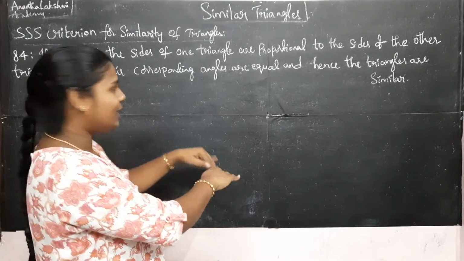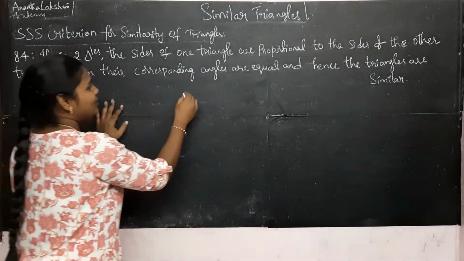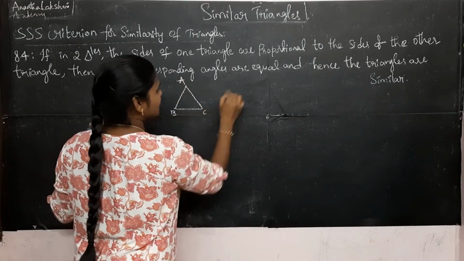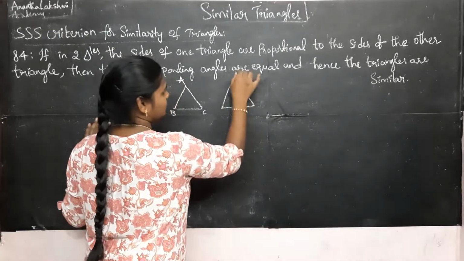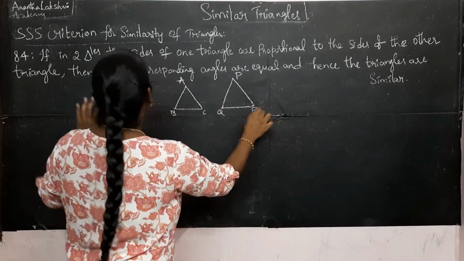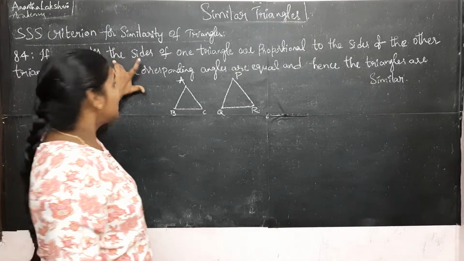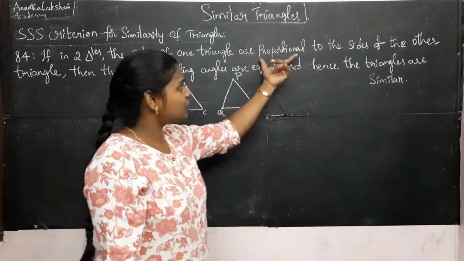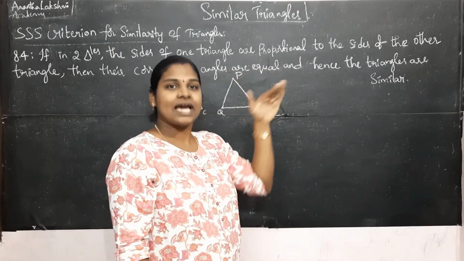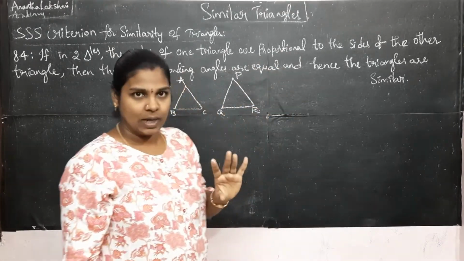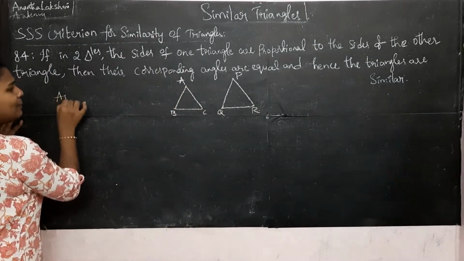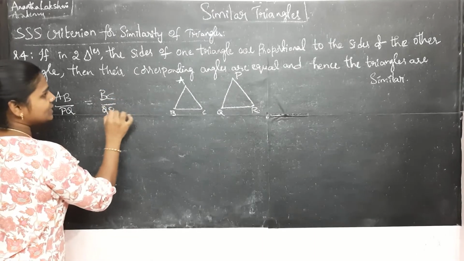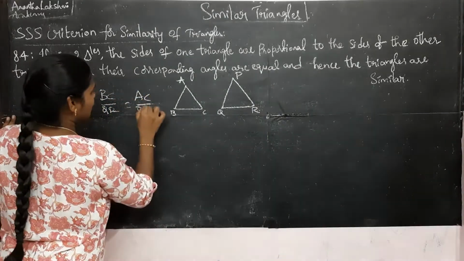It is just the other way around, wherein if in two triangles, let me draw the triangles ABC and PQR. Okay, now we have two triangles wherein it is said that the sides of one triangle are proportional to sides of the other triangle. What is this proportional meaning? Proportional is nothing but the ratio of the sides is equal, which meant AB by PQ is equal to BC by QR is equal to AC by PR.